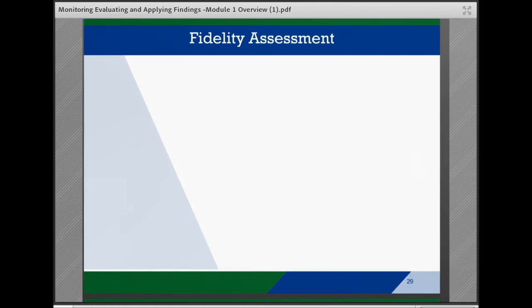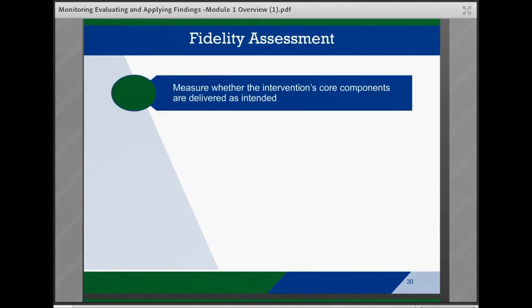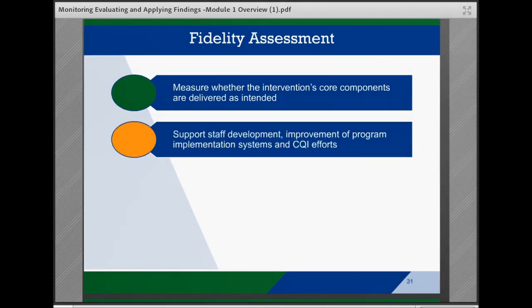A fidelity assessment can also be an essential part of a formative or summative evaluation. Maintaining fidelity to a program's design is important for delivering consistent, quality services in the right amounts and achieving desired outcomes. Fidelity assessments can help teams determine whether staff are delivering the intervention's core components as intended. Fidelity assessments can support staff development, improvement of program implementation systems, and CQI efforts.